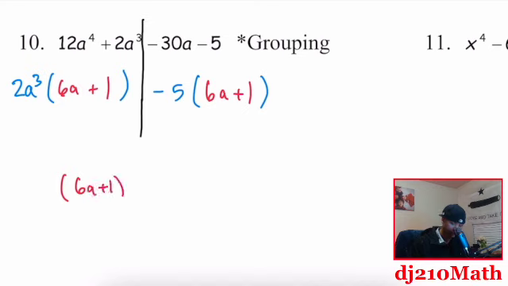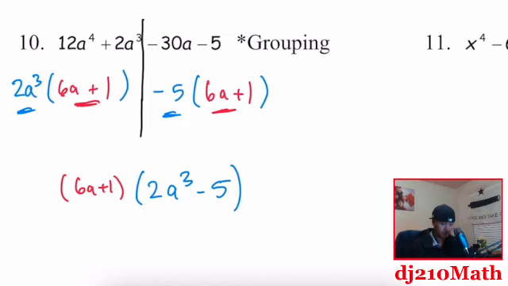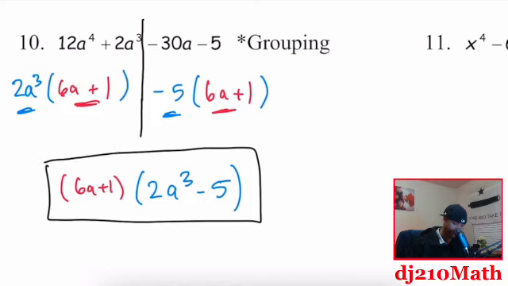6a plus 1. Because they match, we can proceed to write this down below. And then the outside piece is 2a cubed minus 5. Then we check one more time to see if maybe it's a difference of squares or a difference of cubes, but no. Can't go any further. Final answer.